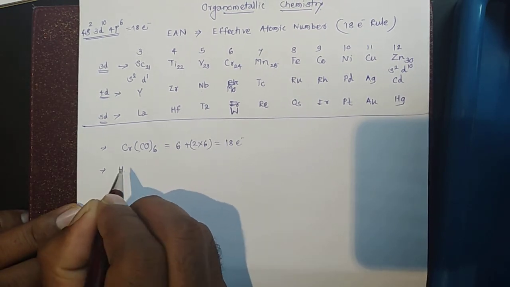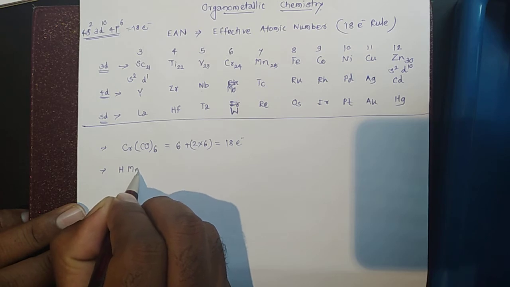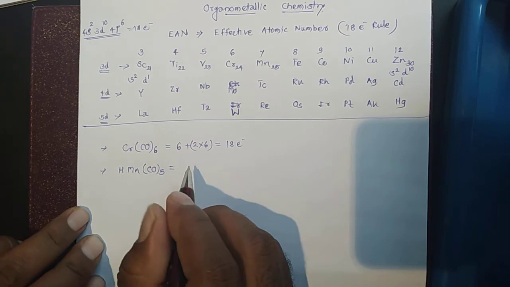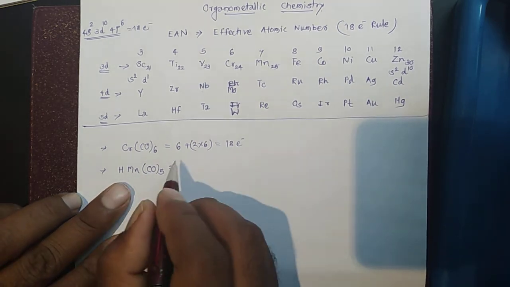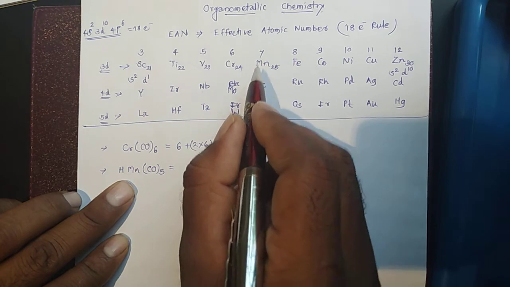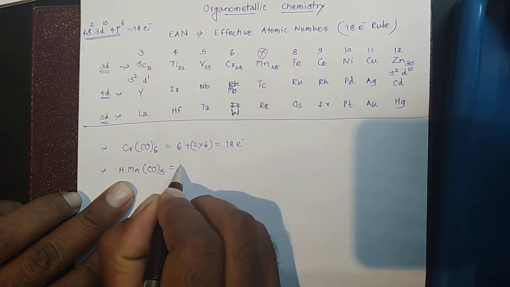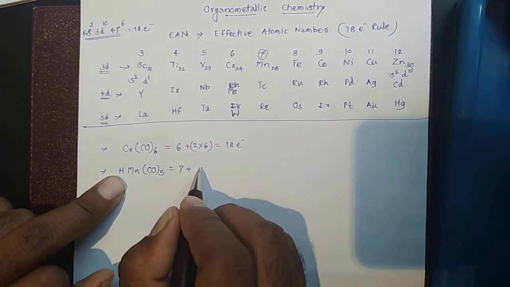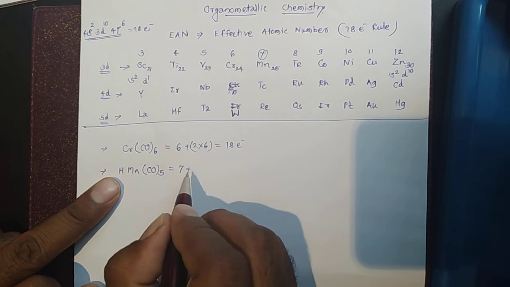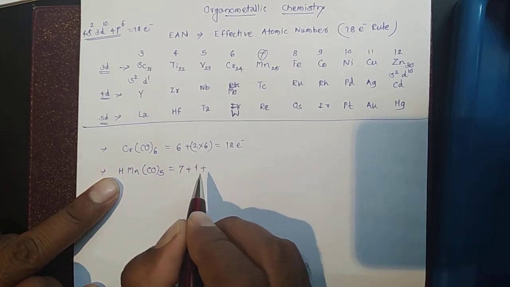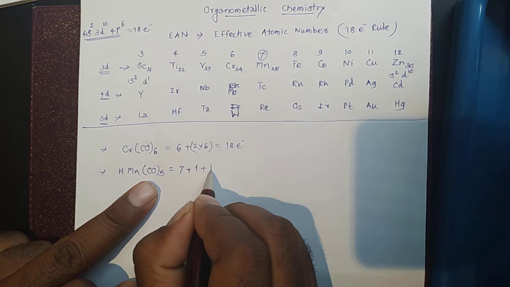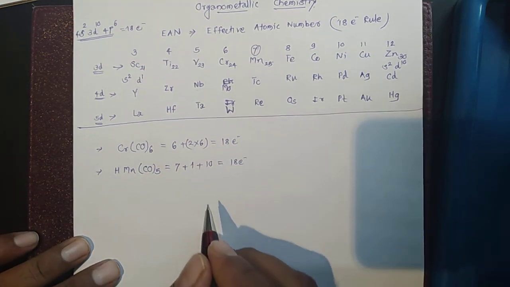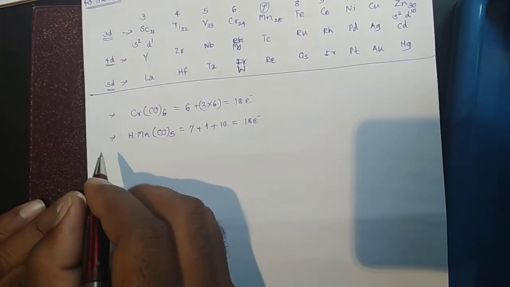Suppose we have hydrogen manganese pentacarbonyl, HMn(CO)5. Here see the metal manganese. How many electrons does manganese have? 7 valence electrons. Plus hydrogen, how many electrons will it provide to the metal? Only 1. And the 5 carbonyls, 5 into 2, so 10. So again this has 18 and obeys the 18 electron rule.